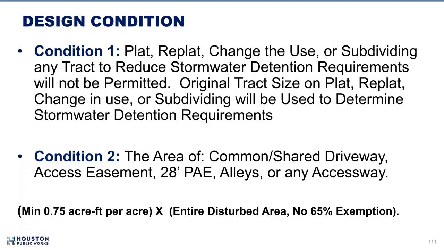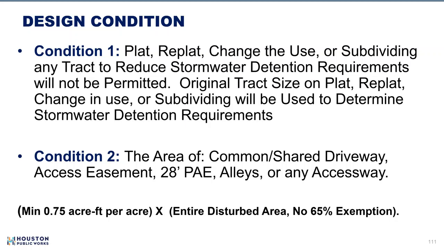So what we said on condition 1 is, if you are going through those processes, then you will not be allowed to use those 65% of the detention waiver or credit anymore. So what we'll do is use the original tract size, 29,000 square feet, to say, no, you are not falling under that 65%, you cannot use that.